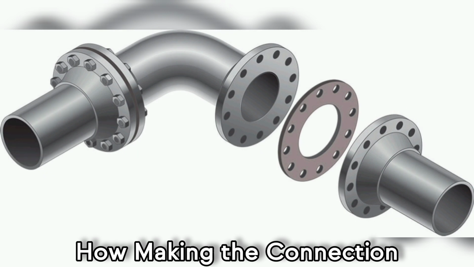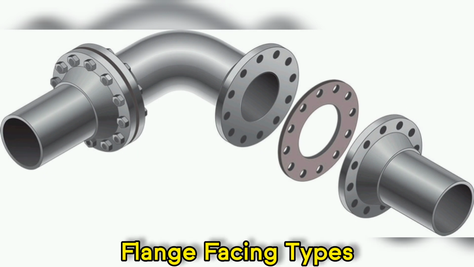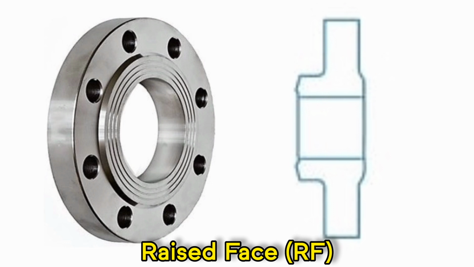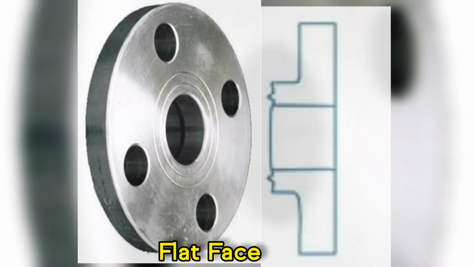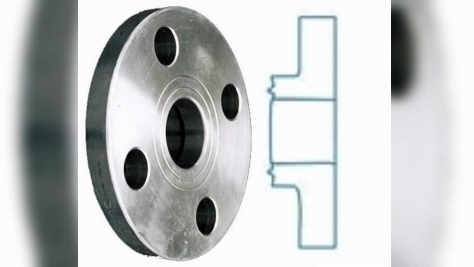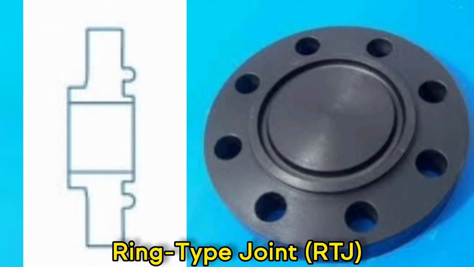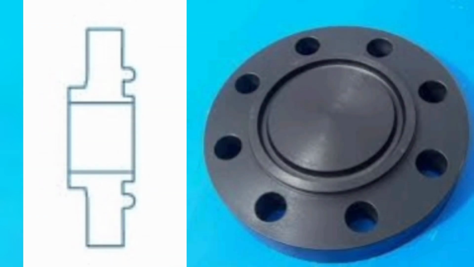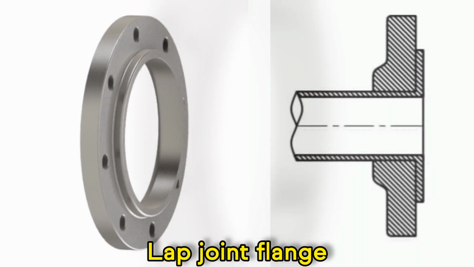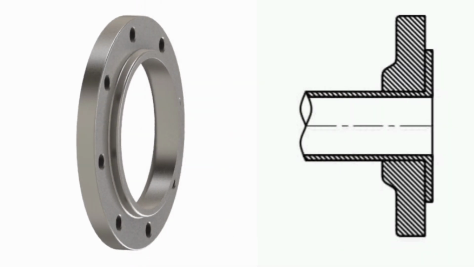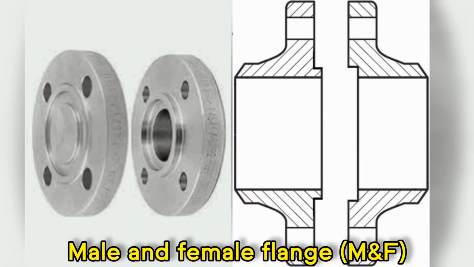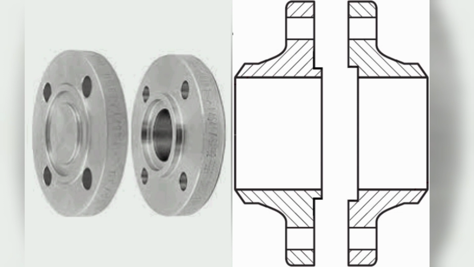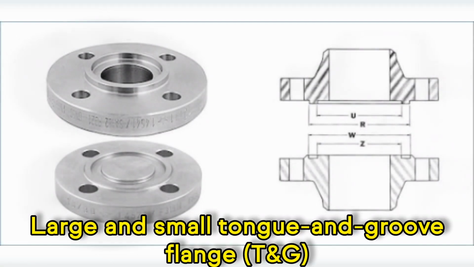Now, making the connection: flange facing types. Raised face, RF. Flat face, FF. Ring type joint, RTJ. Lap joint flange. Male and female flange, M&F. Large and small tongue and groove flange, TNG.